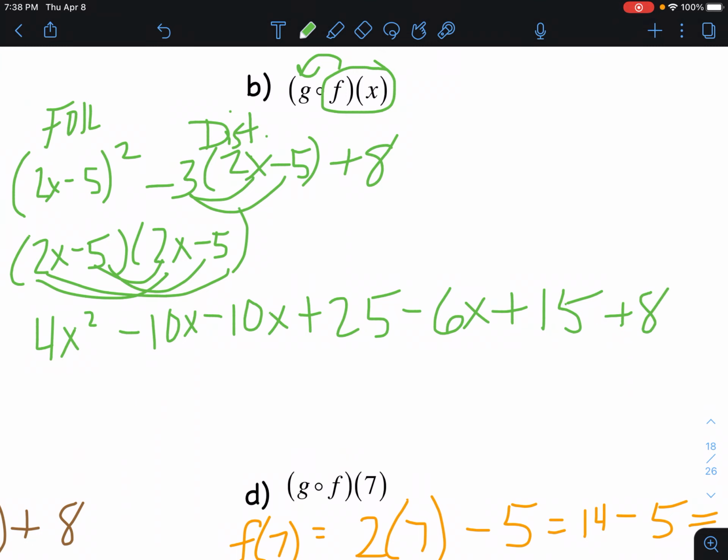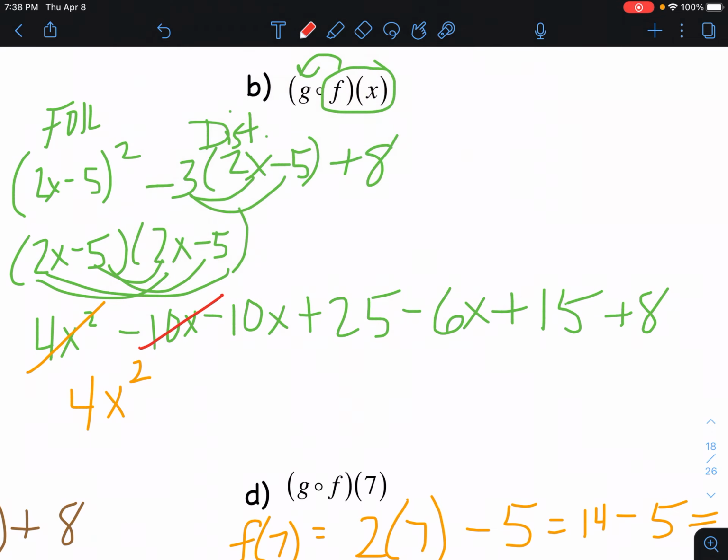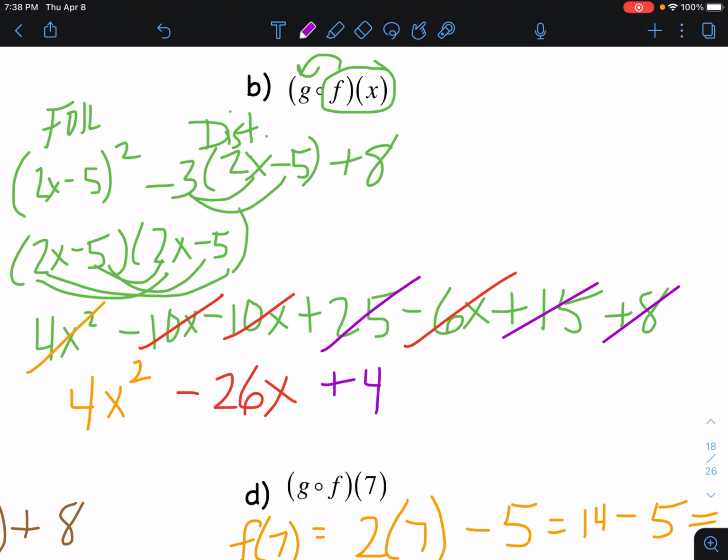So from here, I want to combine like terms. 4x squared just drops down. Then the x's, I got negative 10x minus 10x would be negative 20x. Minus 6x would be minus 26x. And then the constants, 25 plus 15 is 40, plus 8 is 48. And there it is. G of f of x. We took function f and put it into function g.